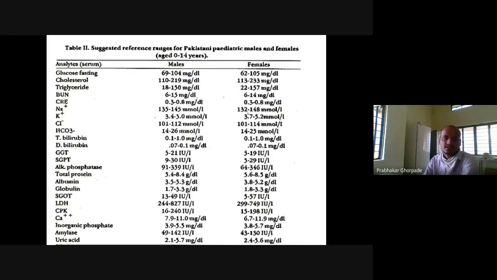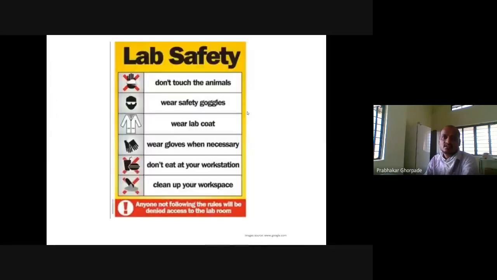So these are some of the reference values we have put. Whenever we see biochemistry tests, you can see cholesterol, triglycerides, blood urea nitrogen, LDH, CPK. Likewise, the values you can see may have slight differences in male and female.